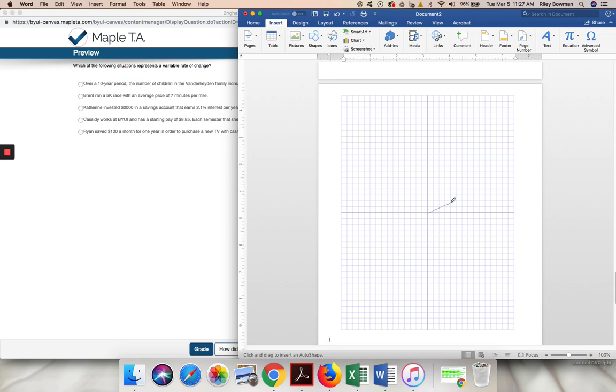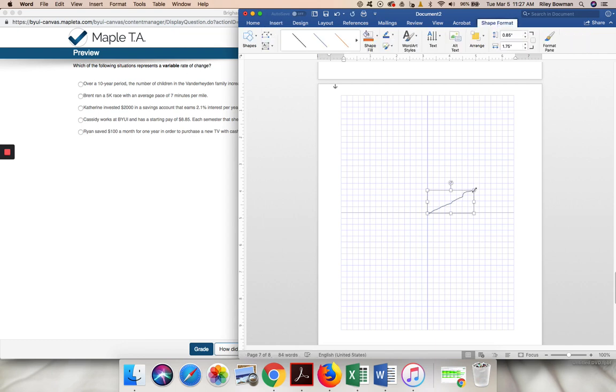Again, rise 1 over 2 years, and you can see that I'm getting a line. Rise 1 over 2 years. Anyway, so that ends up being a constant rate of change. The next one, Brent ran a 5K race with an average of 7 minutes per mile.